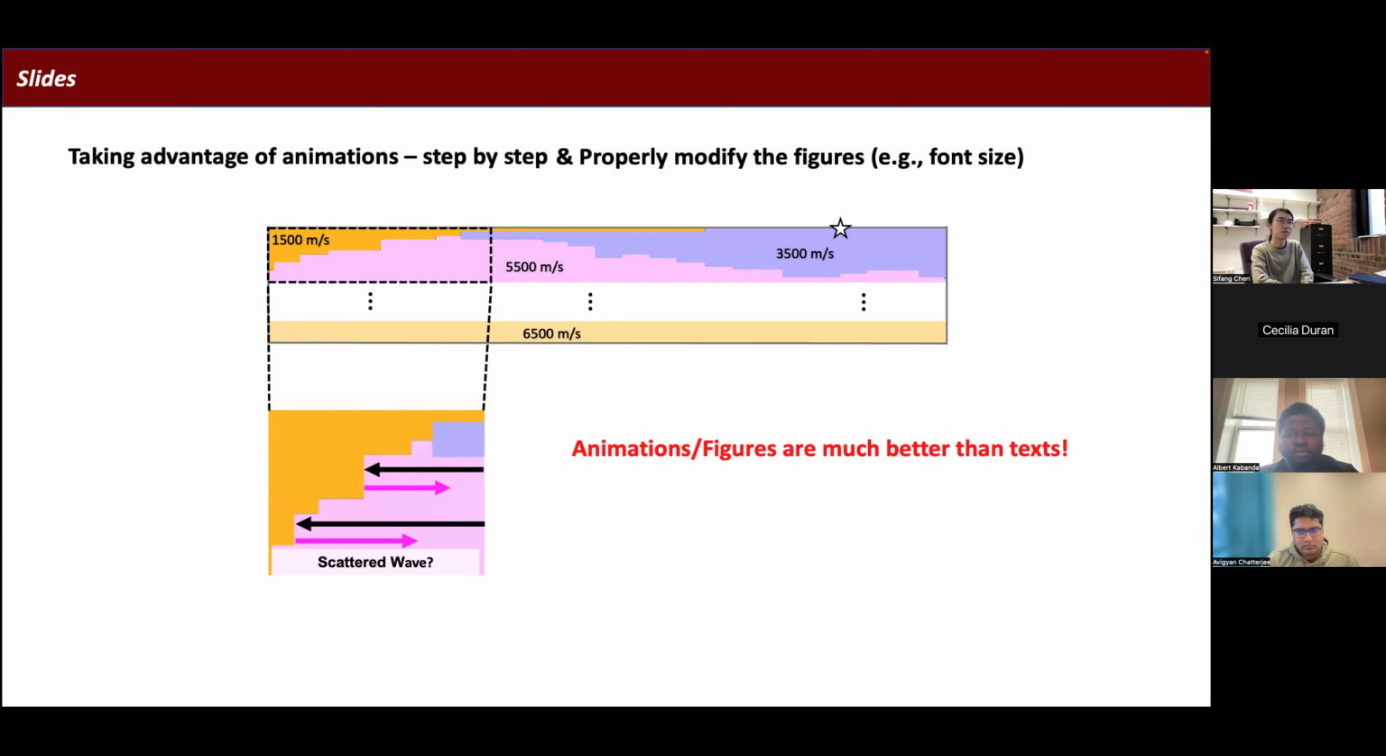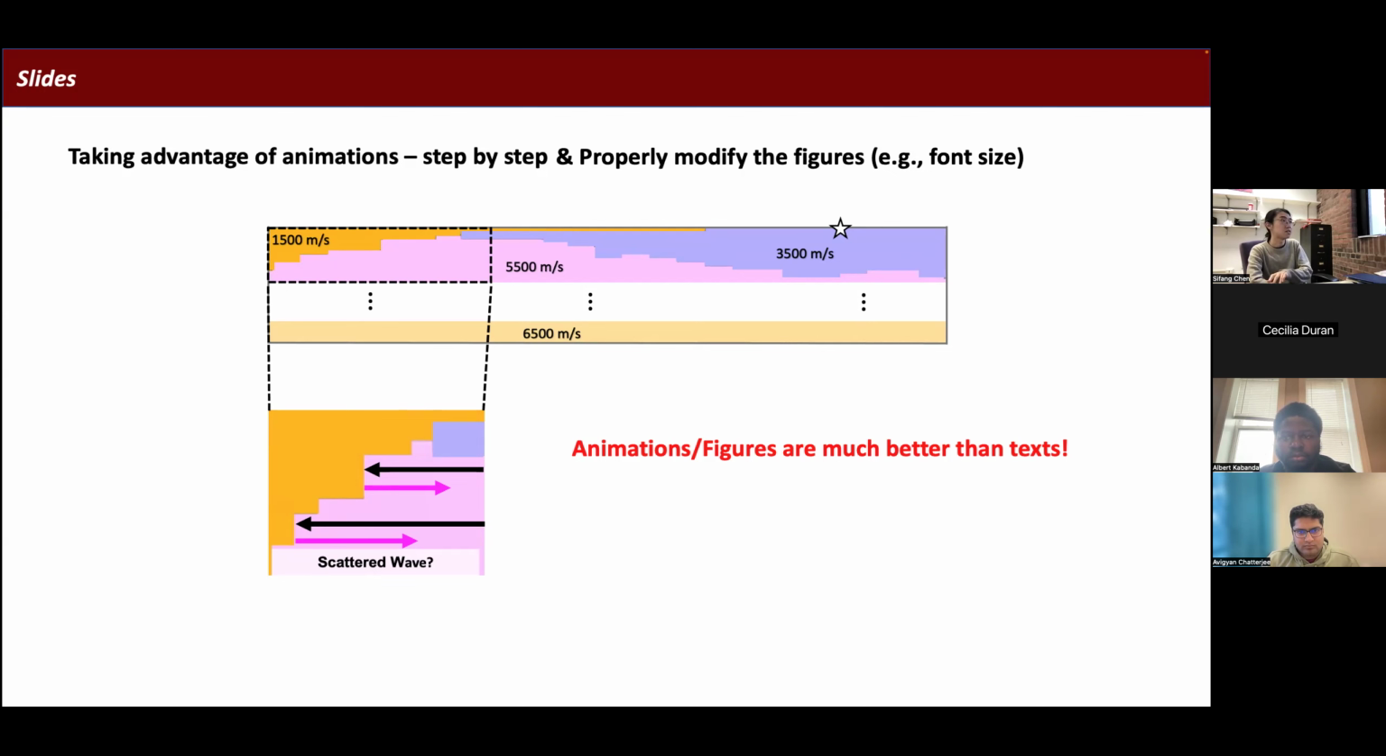So animations and figures are much better than text. But it doesn't mean text is not important at all. We still need to use text if it's necessary, like for takeaway info or things that we want to highlight, like the scattered waves that I've used here. But those are just some general points I think can be helpful for the slides of an oral presentation.